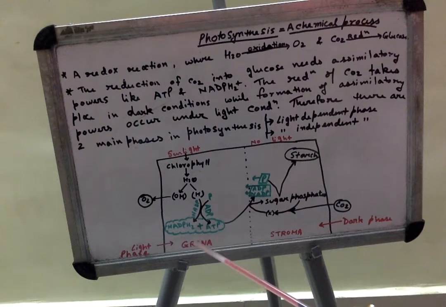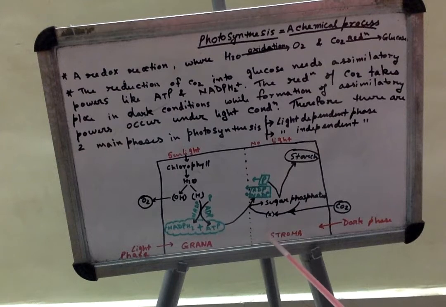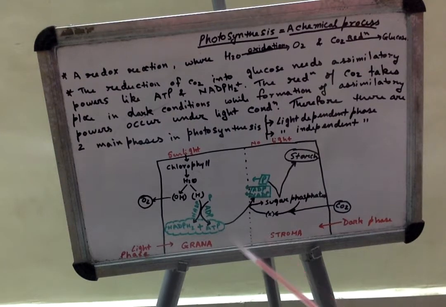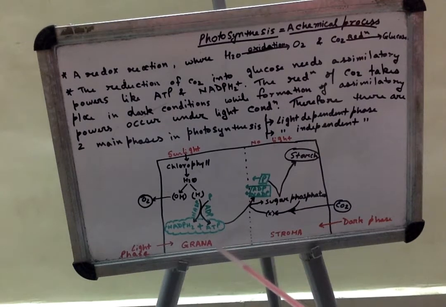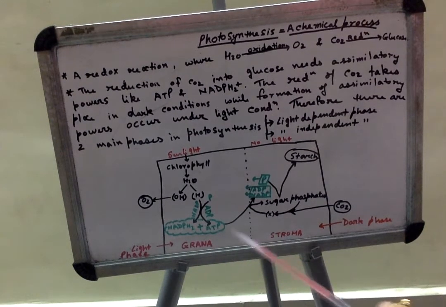So if you remember the structure of chloroplast, there were two main regions, grana and stroma. Stroma was the innermost fluid filled matrix or fluid filled chamber, and grana was the stack of coins, if you remember. So I have divided chloroplast into two main regions, grana and stroma.